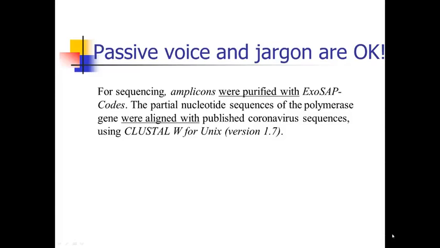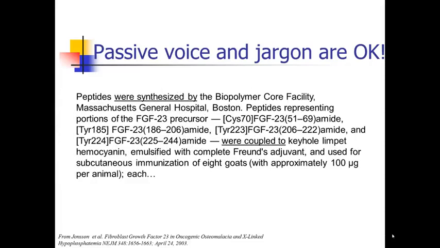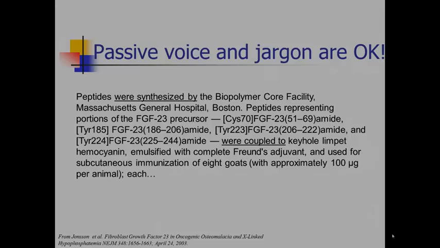We need all of those details about specific technical details. So in the methods section, that's perfectly appropriate, and again, okay to use the passive voice. There's another example: "Peptides were synthesized by the biopolymer core facility," and then we get a lot of little details. "They were coupled to keyhole limpet hemocyanin, emulsified." It's a lot of jargon and a lot of details, but that's appropriate in the methods section.